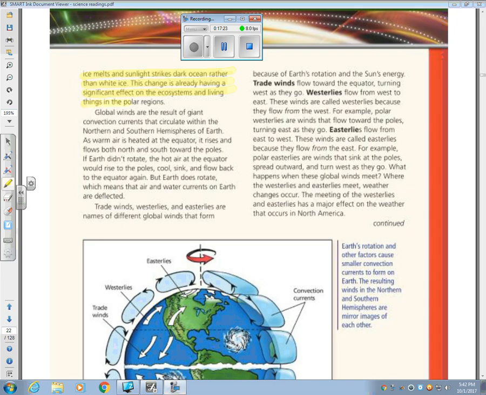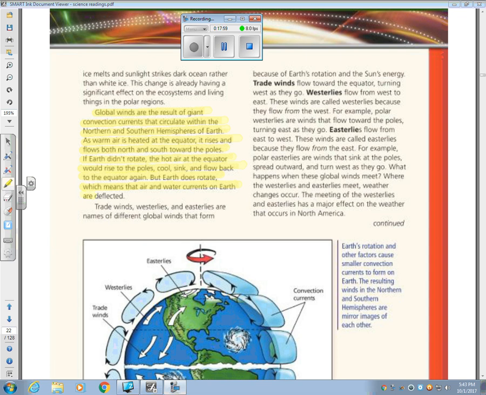Global winds are the result of giant convection currents that circulate within the northern and southern hemispheres of Earth. As air is heated at the equator, it rises and flows both north and south towards the poles. If Earth didn't rotate, the hot air at the equator would rise to the poles, cool, sink, and flow back to the equator again. But Earth does rotate, which means that air and water currents on Earth are deflected.